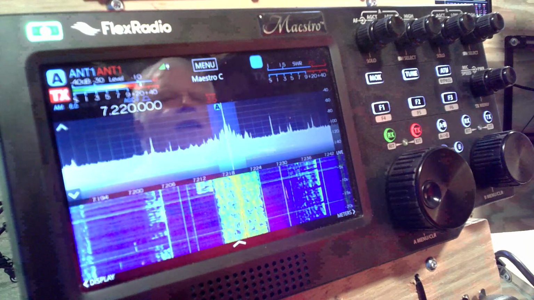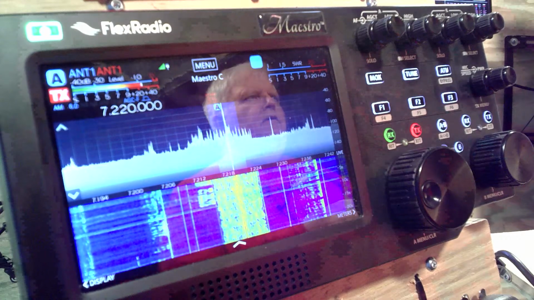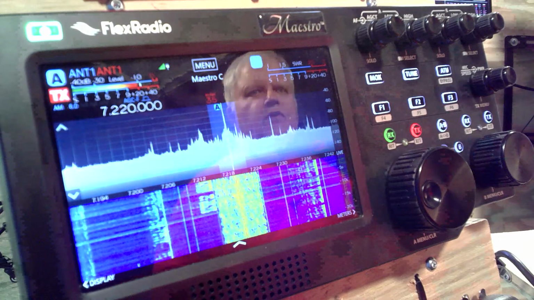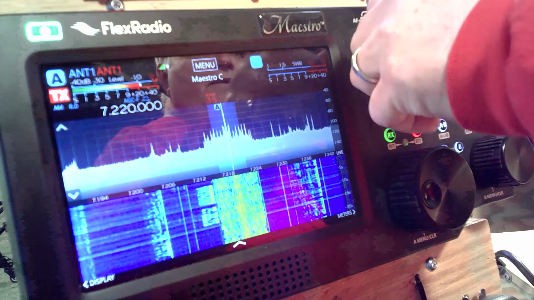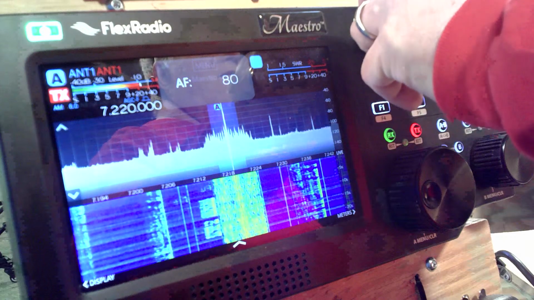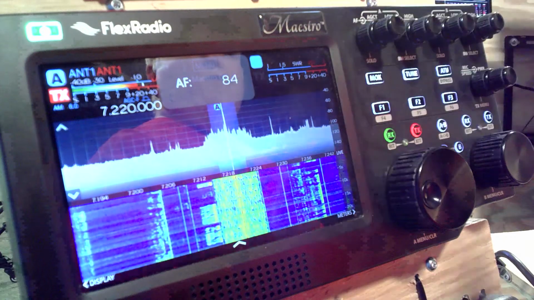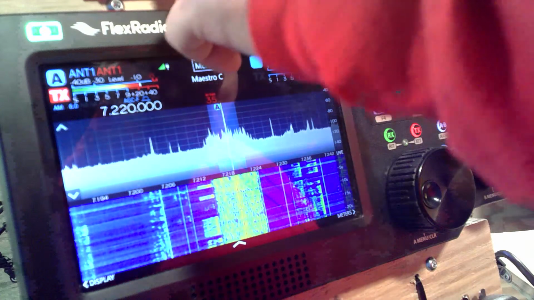And here we are on the 40-meter band. And I'm going to turn the audio up. If you turn the audio on the multi, please. No idea what signal this is. This is an AM signal. Let's take it a little closer.